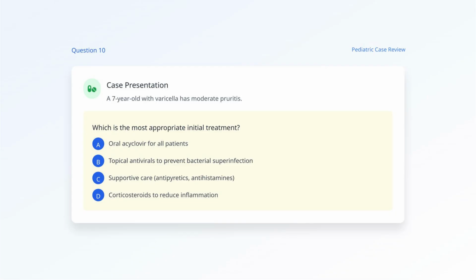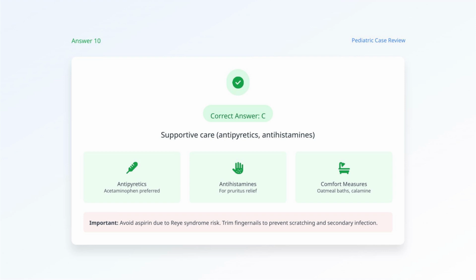A 7-year-old with varicella has moderate pruritus. Which is the most appropriate initial treatment? A. Oral acyclovir for all patients. B. Topical antivirals to prevent bacterial superinfection. C. Supportive care, antipyretics, antihistamines. D. Corticosteroids to reduce inflammation. The correct answer is C.